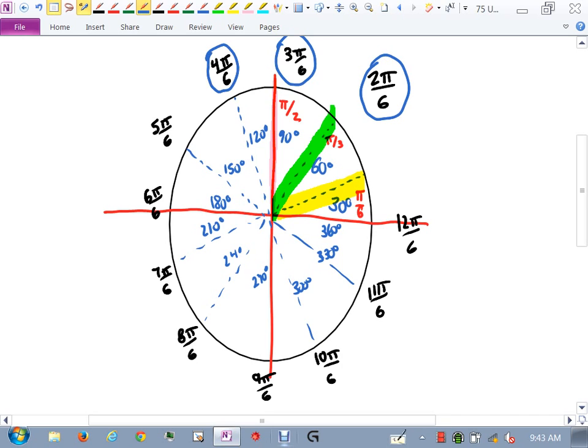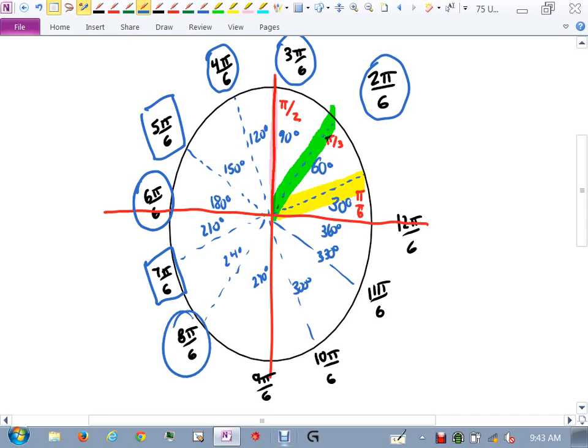Yes, 2 pi over 3. Does 5 pi over 6 reduce? No, so that's actually the one you're going to use, right? 5 pi over 6 there. Does 6 pi over 6 reduce? To pi. Does 7 pi over 6 reduce? No, leave it like that. 8 pi over 6? Yes. 4 pi over 3, right?